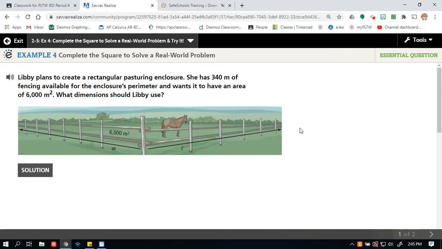Everybody. In this video, we're going to look at topic 2, lesson 5, example 4, completing the squares to solve real-world problems. Libby plans to create a rectangular pasturing enclosure. She has 340 meters of fencing available for the enclosure's perimeter and wants to have an area of 6,000 meters squared. What dimensions should Libby use?